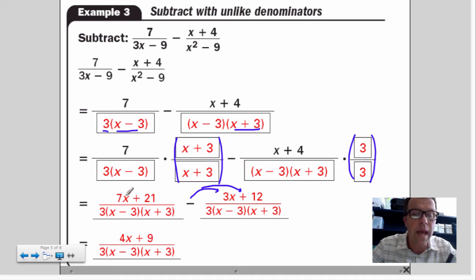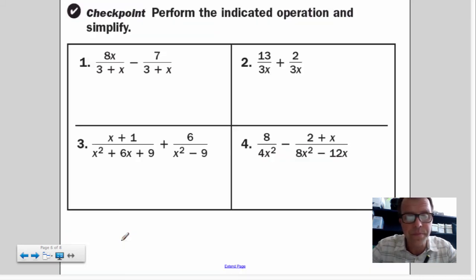So 7x minus 3x is 4x, and 21 minus 12 is 9. And again, you might look here just to see if anything cancels, and nothing factors on the numerator, so you're done.